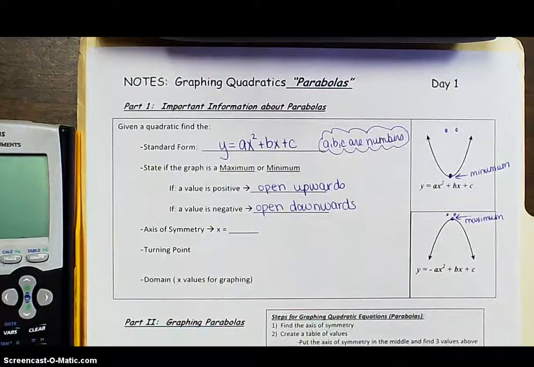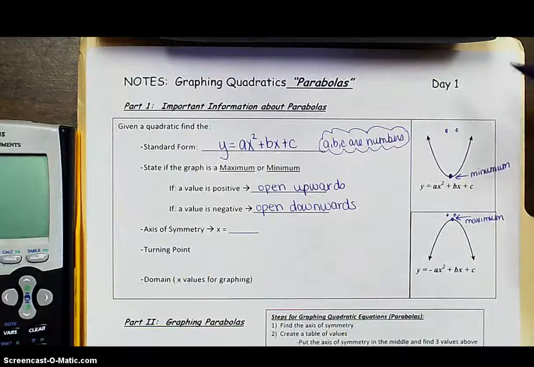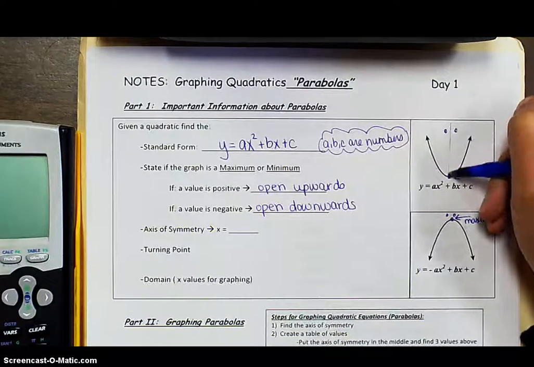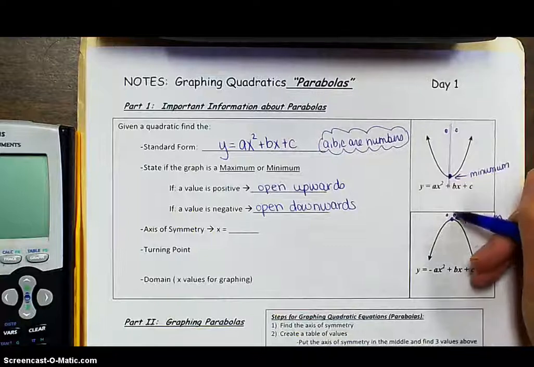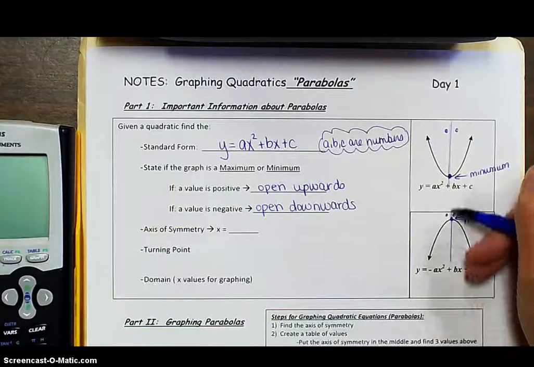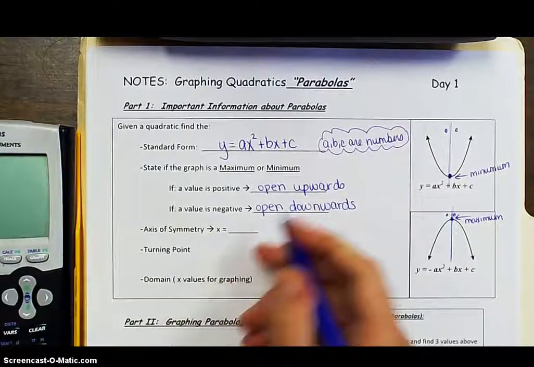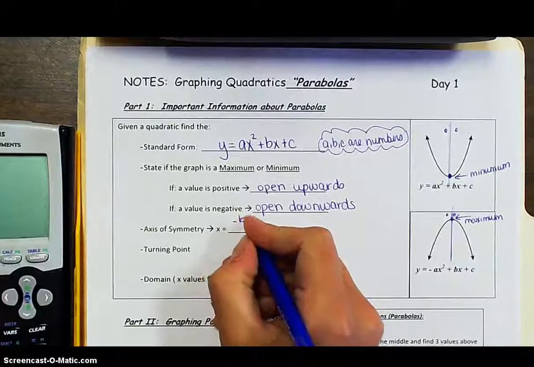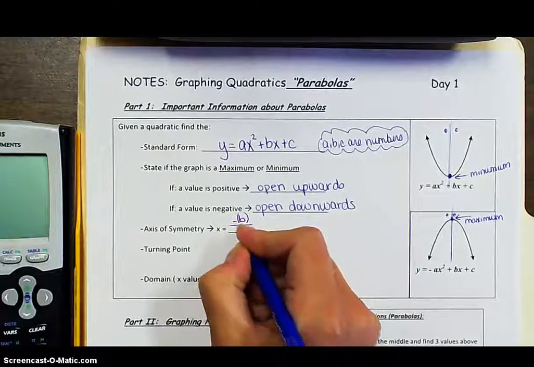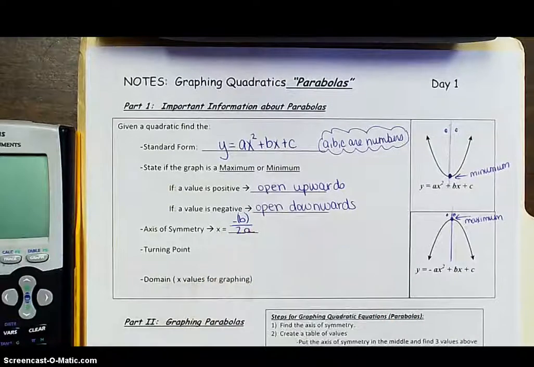Okay, next, let's talk about the axis of symmetry. So if you think back to elementary school and you had to draw pictures with symmetry, symmetry means it's the same on the right as it is on the left. So if we take a look here, do parabolas have symmetry? Well, yes, they do. It would be the line going straight through the middle of our parabola. So this would be your axis of symmetry. Its equation is x equals, and there's a formula: negative b, which we always put in parentheses, all over 2a. So negative b all over 2a.